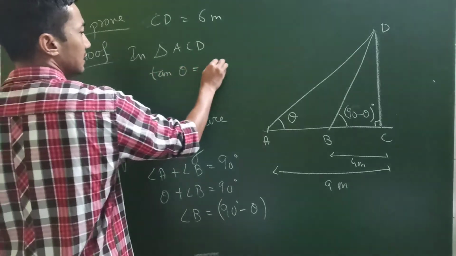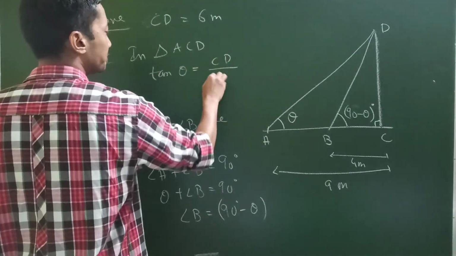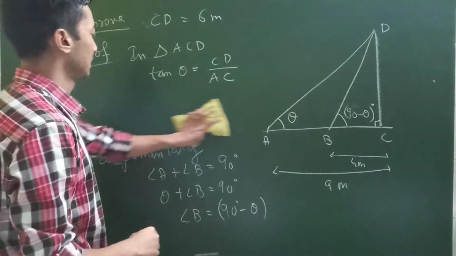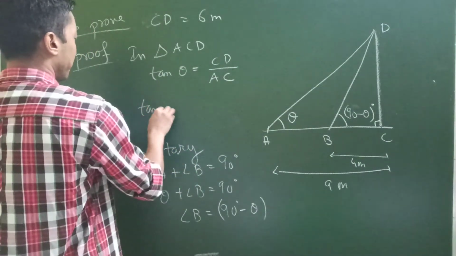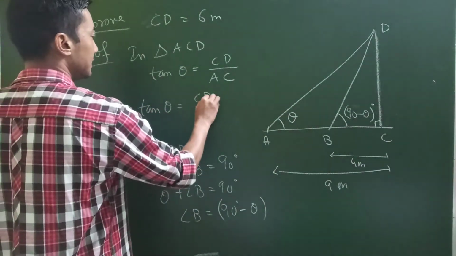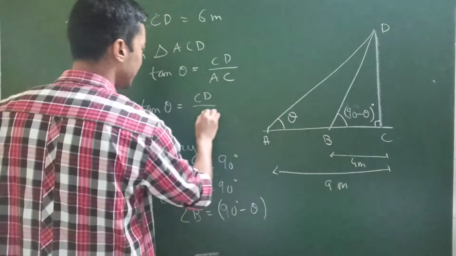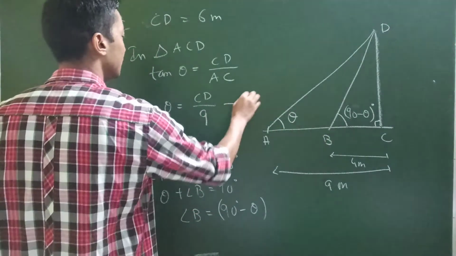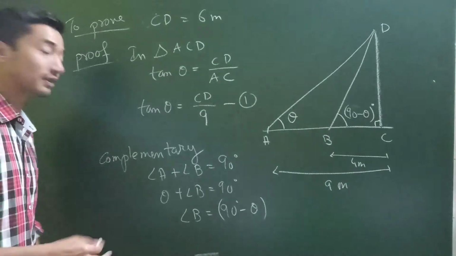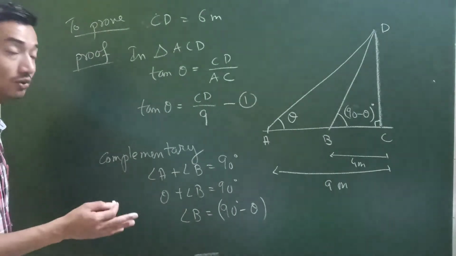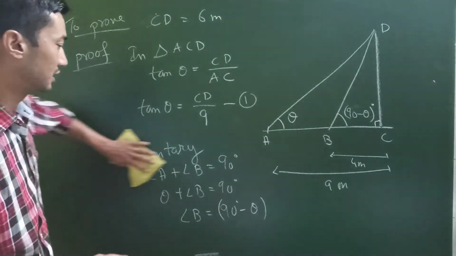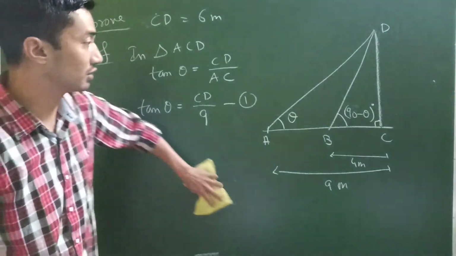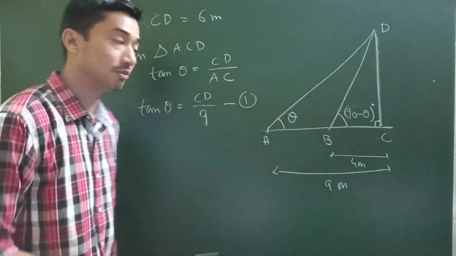Tan theta is CD by AC. Tan theta is CD by, what is AC? AC is 9. Okay, beyond that we will not solve any further because nothing can be solved so far. So let us keep as it is, because here we are trying to get the proof CD is equal to 6 meter.